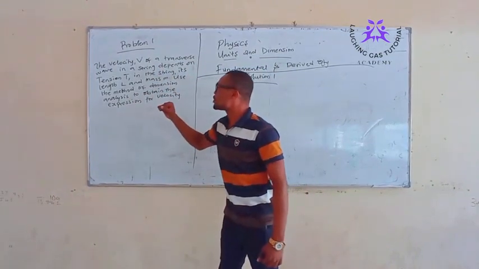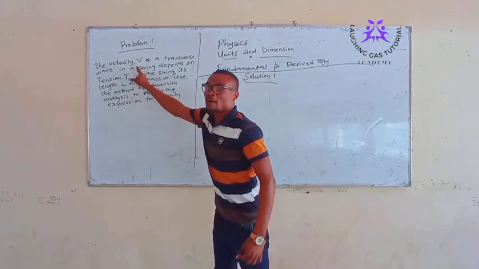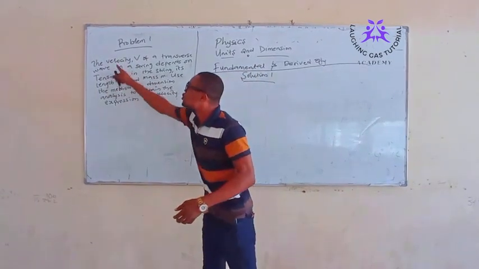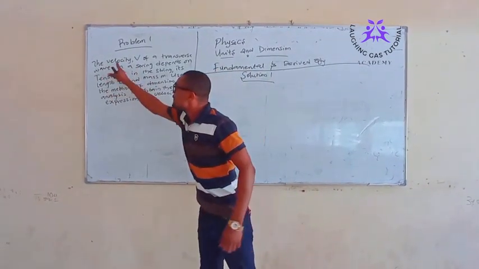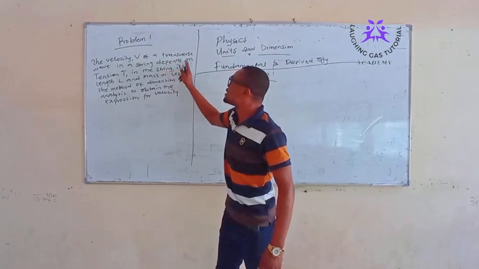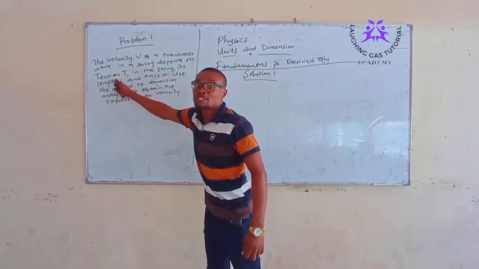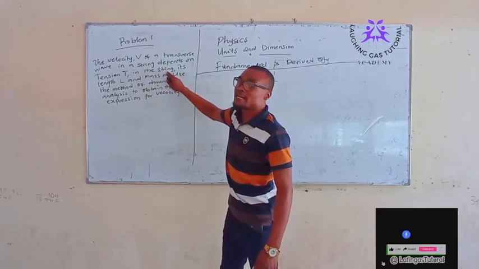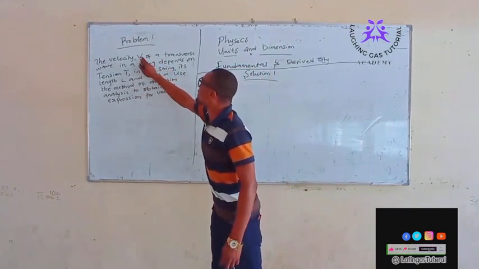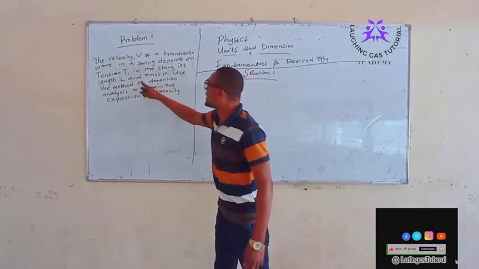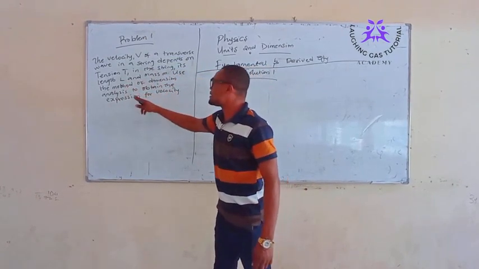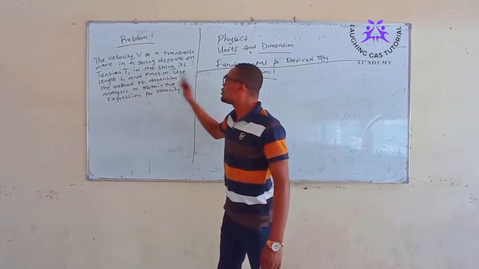Now, look at a particular interesting question. The velocity V. Anytime you want to answer a physics question, please endeavor to take note of the parameters given. The velocity V of a transverse wave in a string depends on tension T in the string, its length L and mass M. So it means that velocity depends on tension, and also on the mass. Use the method of dimensional analysis to obtain the expression for velocity.